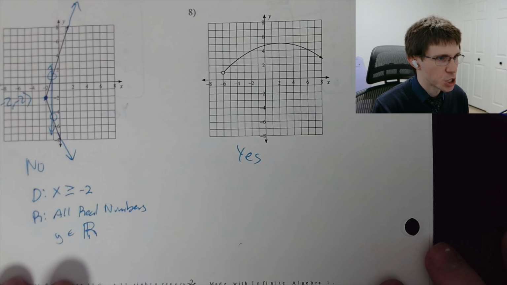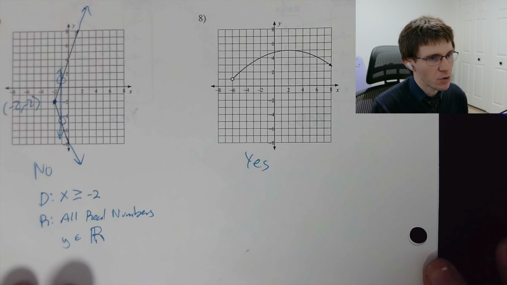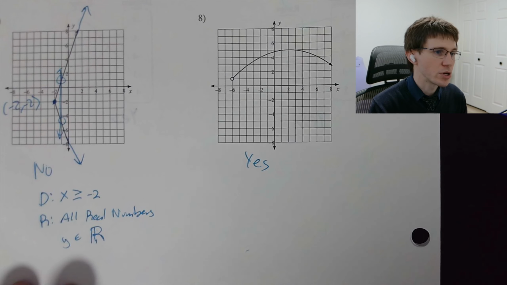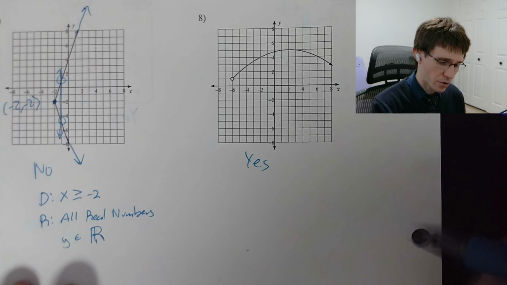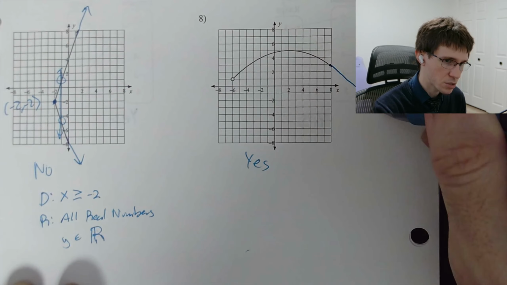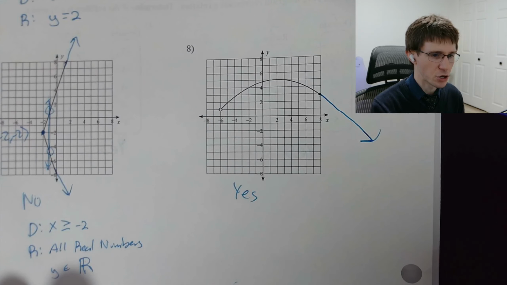Over here on question number 8, we have a similar idea. However, there is going to be a most left point. There's going to be a most top point. However, it will go down and to the right forever and ever and ever.